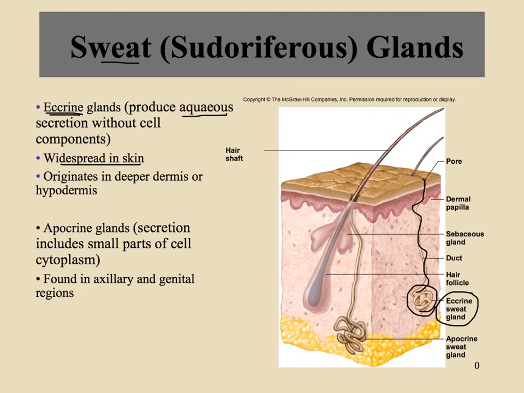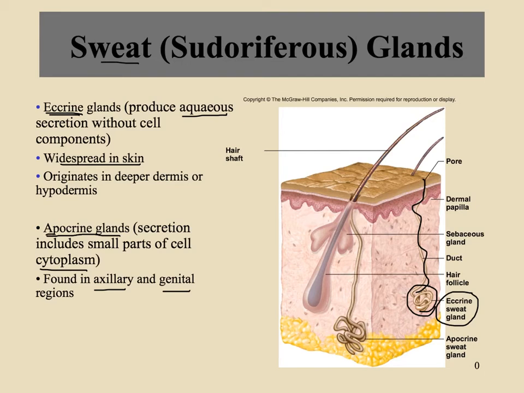And then we have the apocrine sweat glands, which are the ones found in the armpit, the axillary, and the genital areas. They are the ones that are much smellier because the secretion itself actually includes small parts of the cell's cytoplasm, so bacteria can find those very tasty treats, and the bacteria are what are contributing to the odor for the sweat that comes from the apocrine glands.